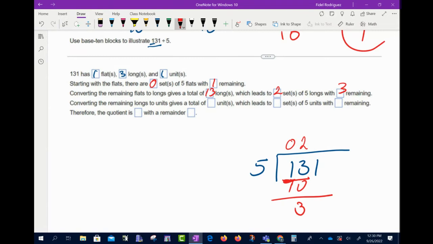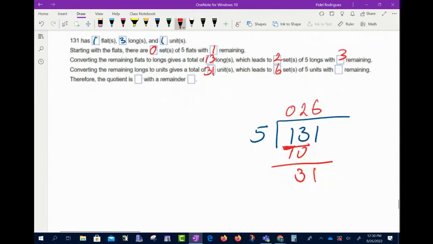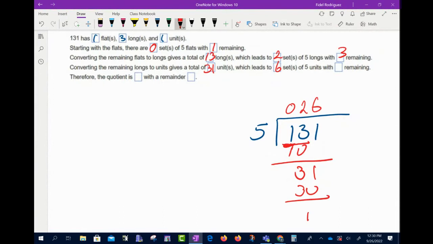Now it says converting the remaining longs to units. So we know 5 doesn't go into 3, but we bring down the 1. So we have a total of 31 units, okay? Now how many times does 5 go into 31? 6 times here, okay? So that's going to give me 30 with a remainder of 1, right? Okay. So therefore, the quotient, or what's our answer? It's going to be 26 with a remainder of 1. And that's all that they're really showing us there, right?